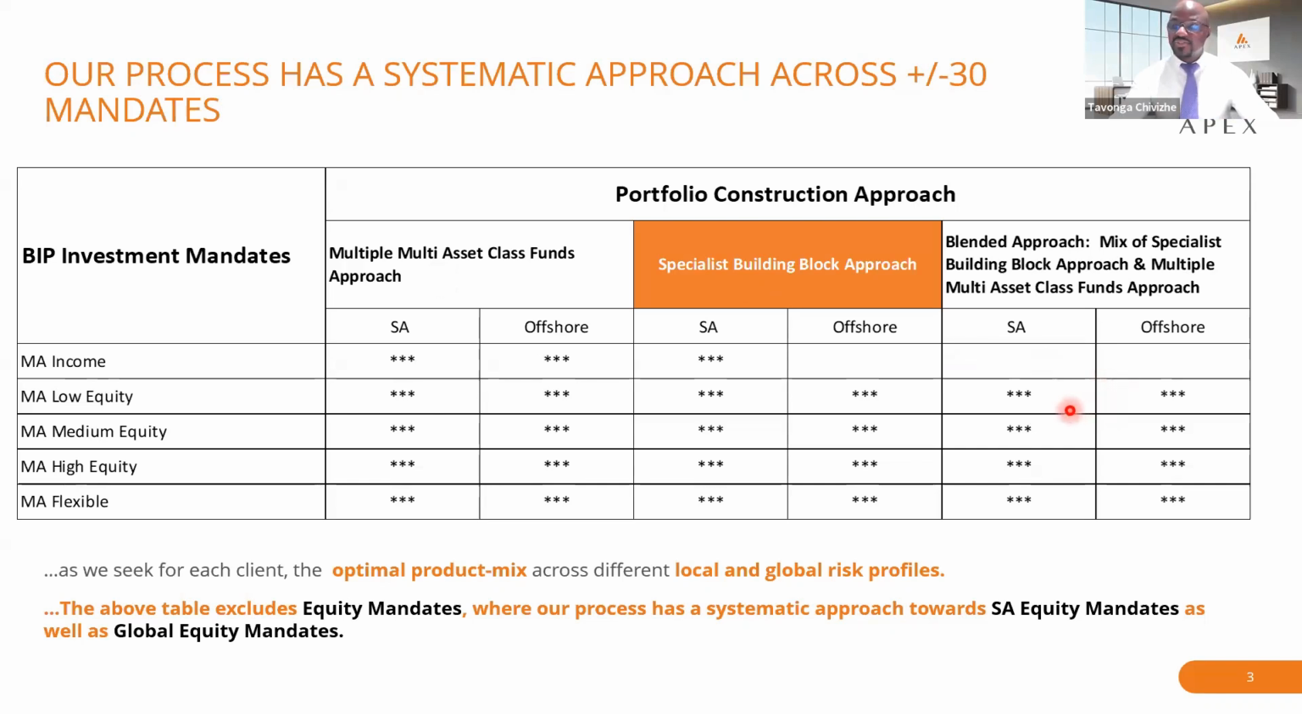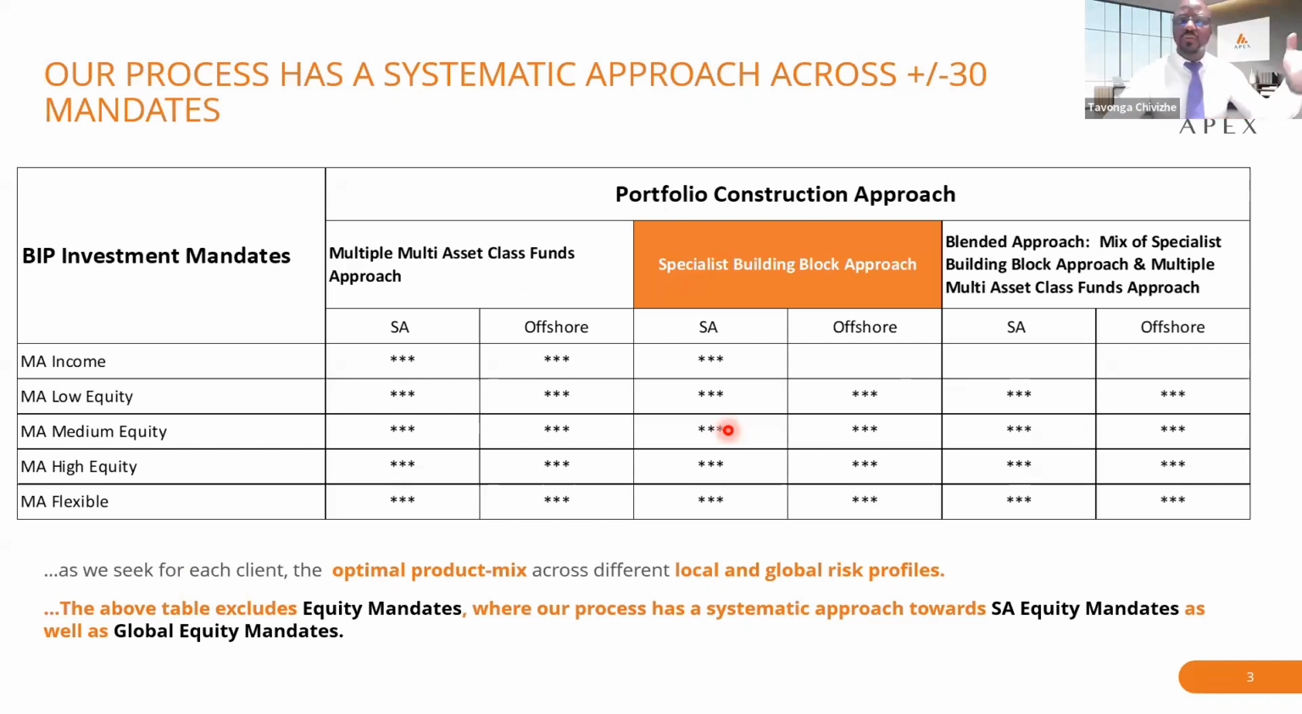And then the blend is literally where we may have a client who says, I want 50% of the balanced fund approach and then 50% of the specialist building block approach. And this obviously, as you can see where my cursor is, really focuses a lot on multi-asset strategies. But we also want to add that there are pure equity mandates that are systematically supported by our house view process.